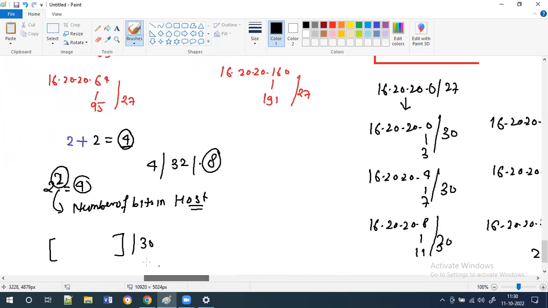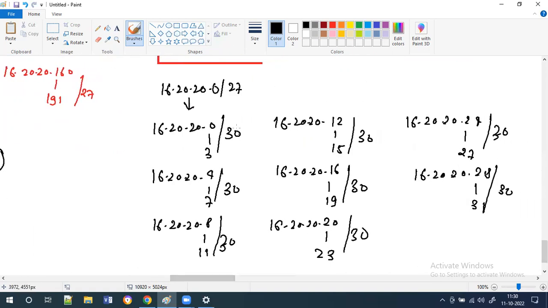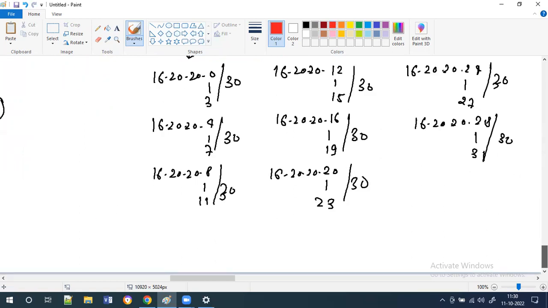This came from here. So now if you understand this from the reverse point of view, if you get an IP address something like 16.20.20.0/30, this tells the number of the bits in the network side.